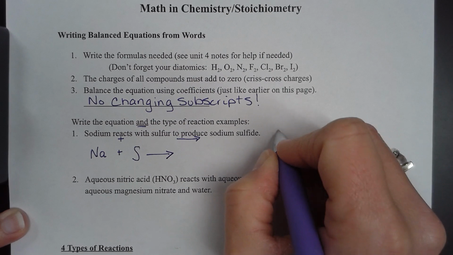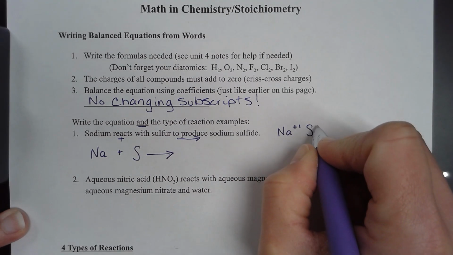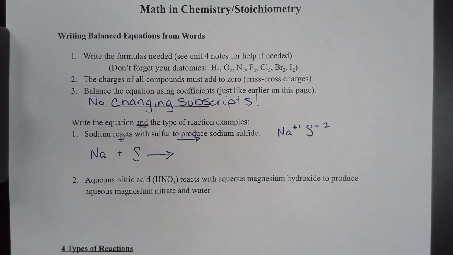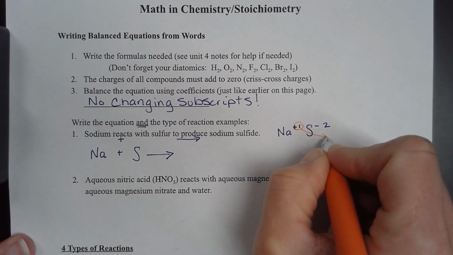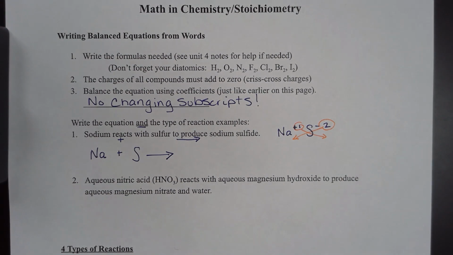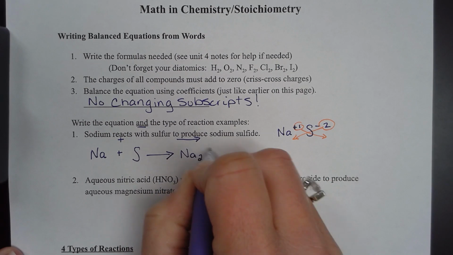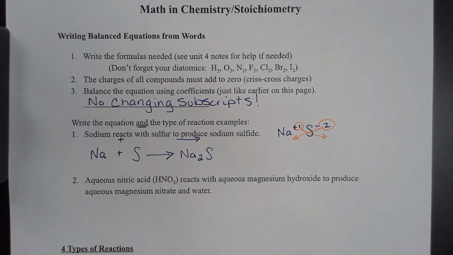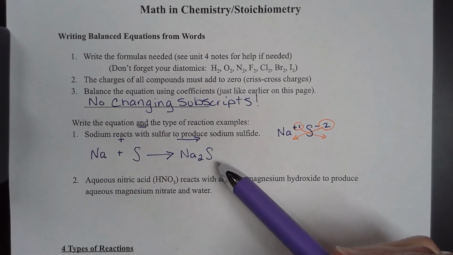So I need to look this up. We've got sodium with a +1. We've got sulfide with a -2. Remember, this is ionic because we've got a metal and a non-metal. We're going to crisscross those charges, crisscross and reduce. And when we do that, we have Na2S. Okay. So that's taking the word equation and putting it into a chemical equation.